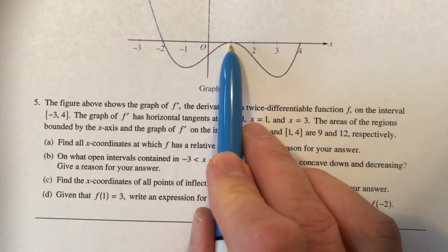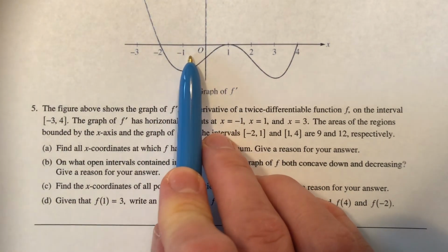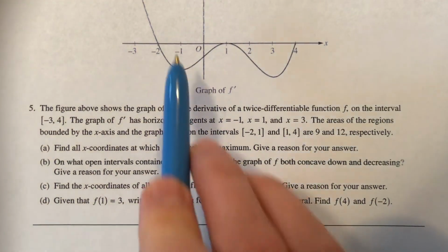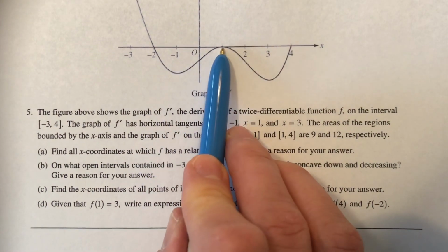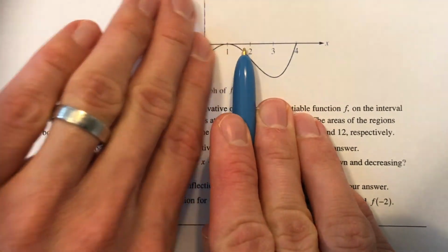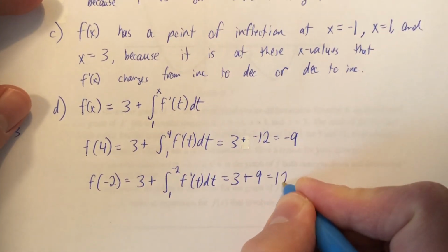If I go from 1 to -2, then I would count this negative as a positive. They told me it was 9. I'm counting it as positive 9 because it would normally be negative if I'm moving this way, but I'm moving this way. So here we go. It's 9. This is 3 plus 9. That's 12.